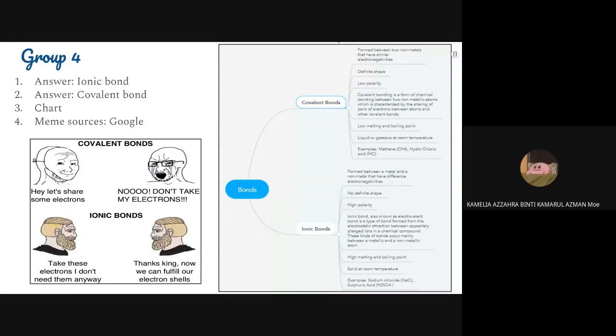Ionic bonds form between a metal and a non-metal that have different electronegativities, with no defined shape and high polarity. Ionic bond, also known as electrovalent bond, is a type of bond formed from the electrostatic attraction between oppositely charged ions in a chemical compound.